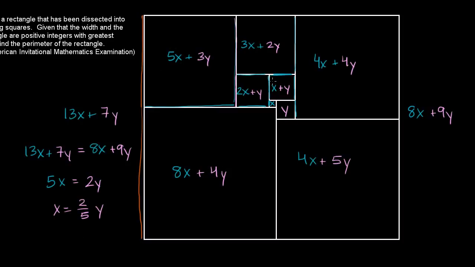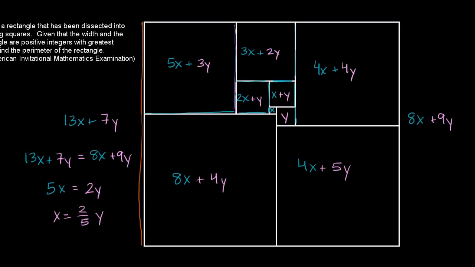But let's see if we have any other interesting constraints if we look at the bottom and the top of this, if this gives us any more information. So if we add 5x plus 3y plus 3x plus 2y plus 4x plus 4y, this top dimension, 5 plus 3 is 8, plus 4 is 12. You get 12x, and then you get 3y plus 2y plus 4y. So that's 5 plus 4. That's 9y. Plus 9y. That's this top dimension.